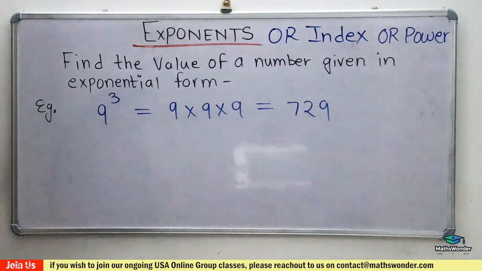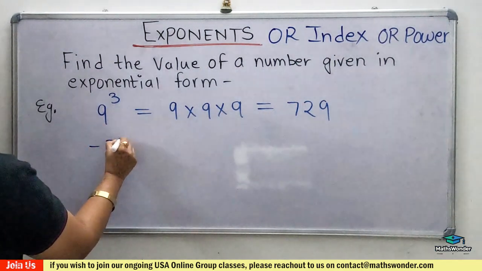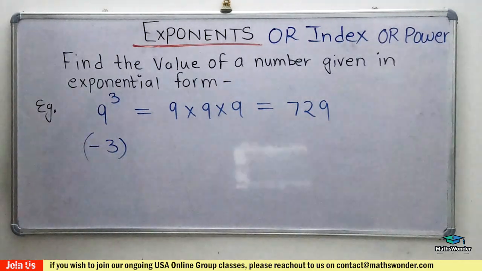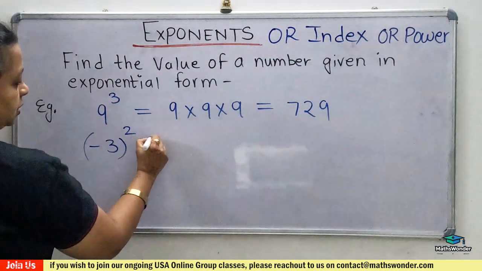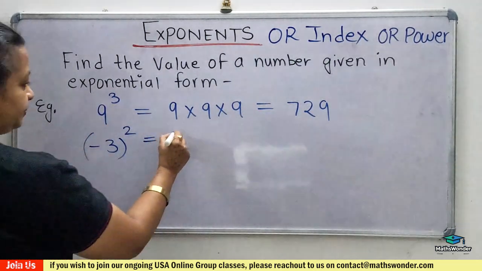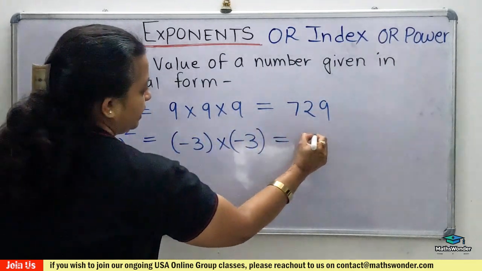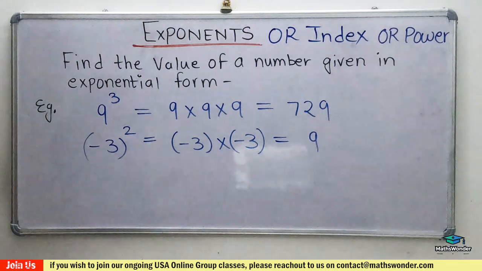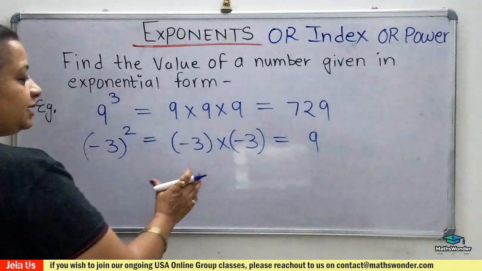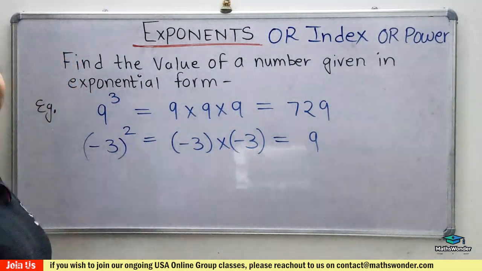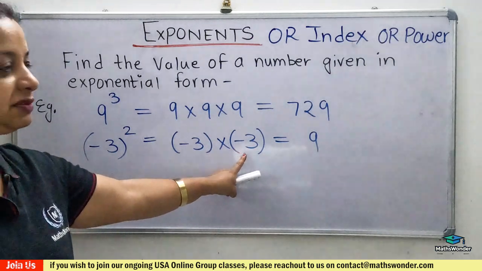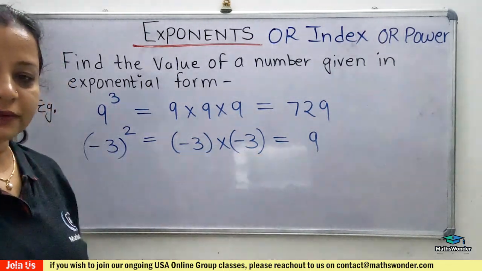Now the same thing you will see in negative form, like -3 raised to the power 2. Use your integers law. It's -3 times -3, which is 9. We have already done the integers topic. Even number of negative signs will give a positive value, right?